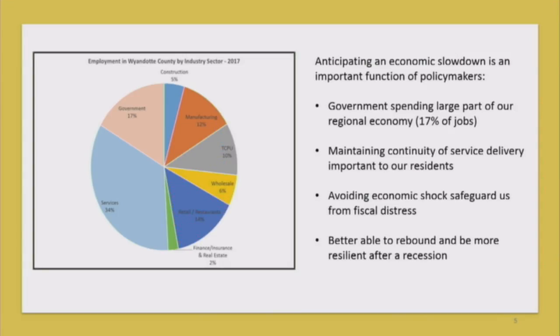Now, as policymakers, it's important for us to anticipate these sorts of economic slowdowns, as I mentioned, because we need to plan ahead. Now, why do we plan ahead? We plan ahead mainly because the government actually makes up a significant portion of our regional economy. So we want to make sure we're not going to contribute to the slowdown by having to lay off people. The school districts and other jurisdictions or municipalities in the county make up 17% of the total jobs in the county. So we need to anticipate that slowdown for that reason.